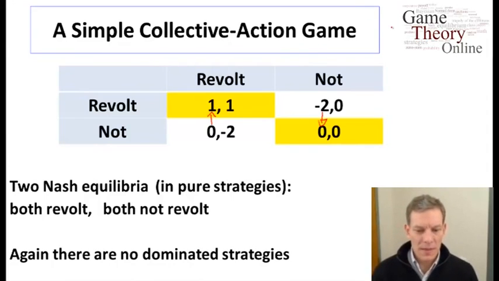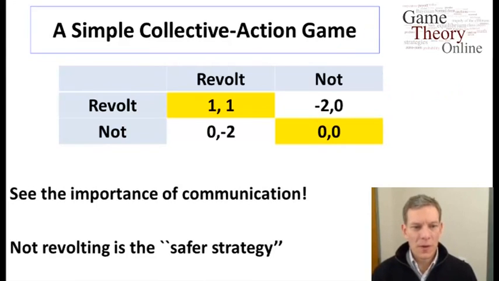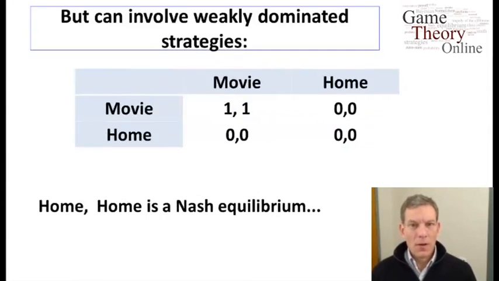So the basic essence of this game is captured here in terms of Nash Equilibrium, and we see quite clearly the importance of communication. Not revolting is a safer strategy in some sense. I get 0 for sure, and there's a risk of revolting if I'm not sure the other players are. Okay, let's take a look at one last example.